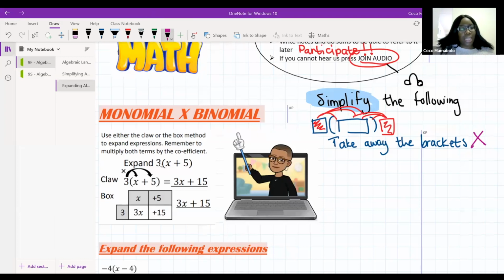Simplify means take away the brackets. How do we take away the brackets? We multiply anything outside the bracket into the bracket.